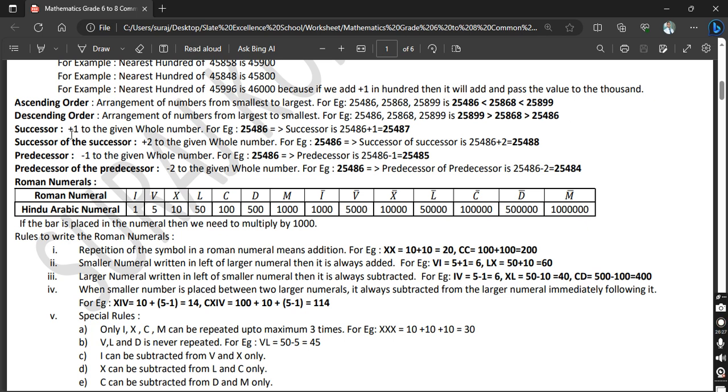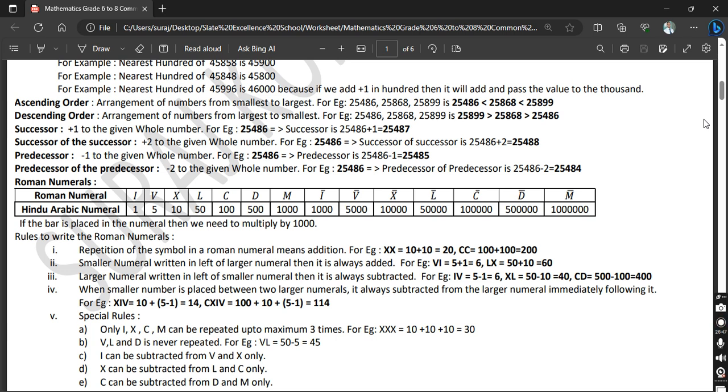After that comes the successor. Successor means for any whole number I have written, adding one to it gives the successor. For example, for 25486, I need to find the successor. What will I do? I will simply add 1. If I add 1 to 25486, I will get 25487.